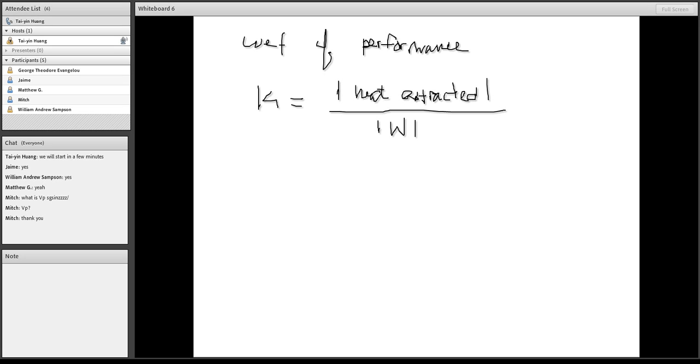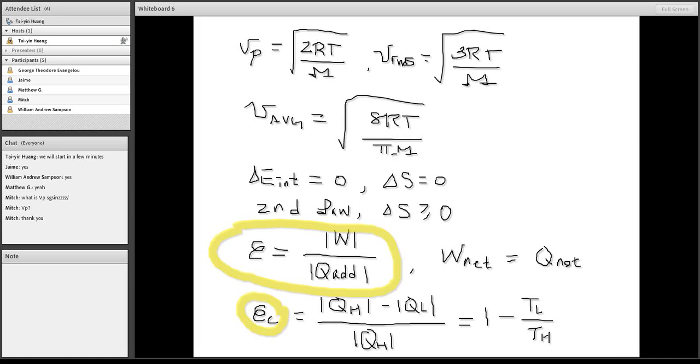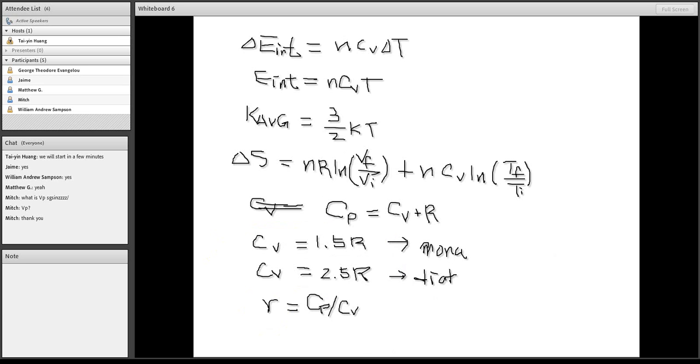Do we have any questions? These are all the important concepts, and so what you need to do is learn how to apply those equations and concepts to the problems that we've done in class and the quizzes that we had in class. Any questions?